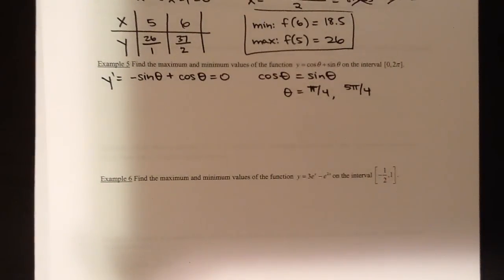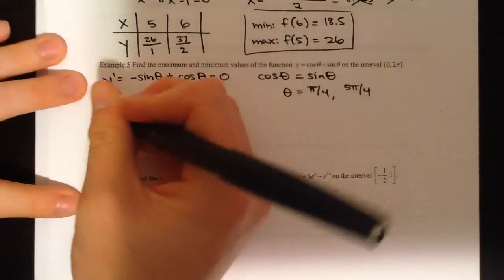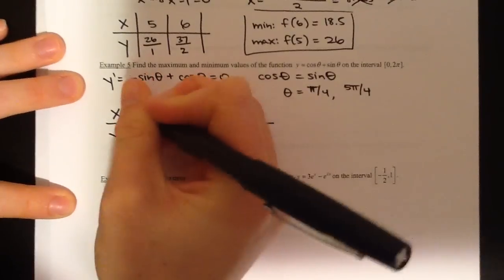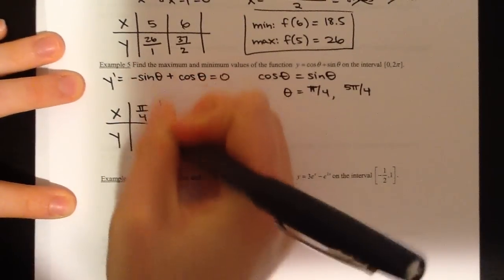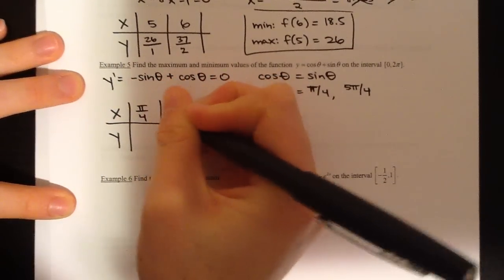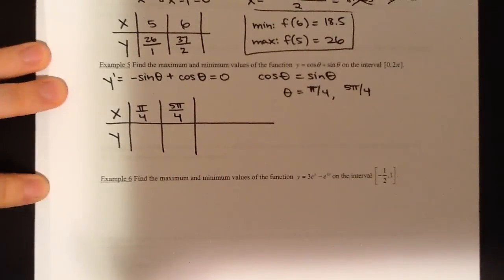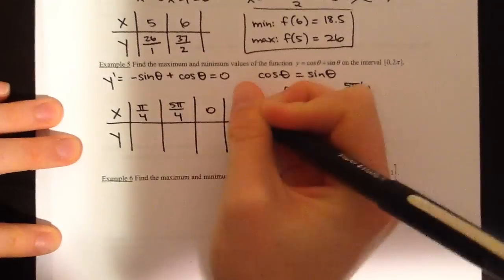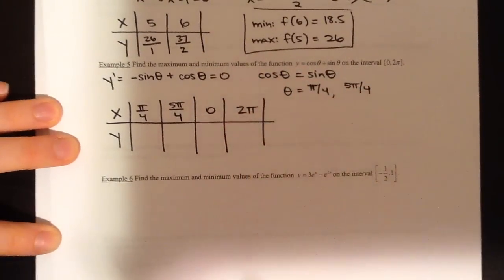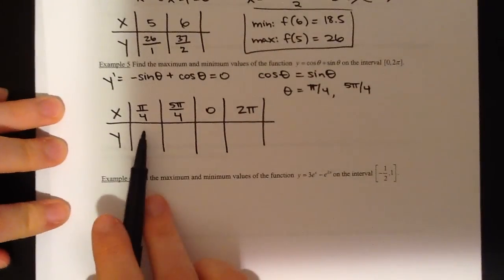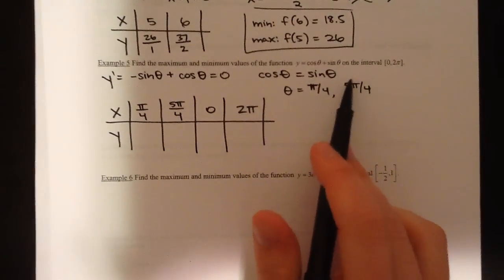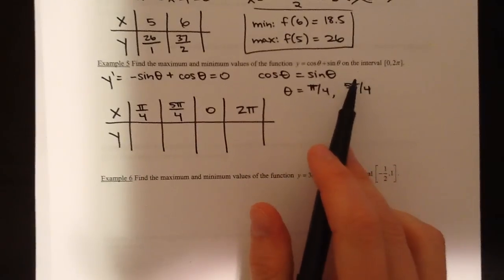Step 2 is I calculate the function value at both the critical points and at the endpoints. So I'll set up a nice little table here. So I have critical points, pi over 4, and 5 pi over 4. So the extrema, the absolute max and the absolute min, might happen at one of the critical points, or it might happen at one of the endpoints. All right, so those are my options. So I am going to plug these values into my original function because I want to know when the original function has the largest or the smallest value.